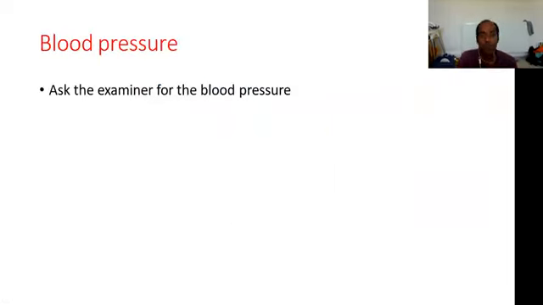Blood pressure, I told you, you can ask the examiner, or in a ward setting, you have to examine this for yourself, but at the exam, we will give you the blood pressure reading. Okay. All right.